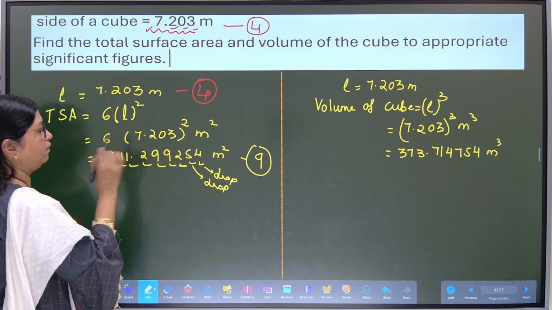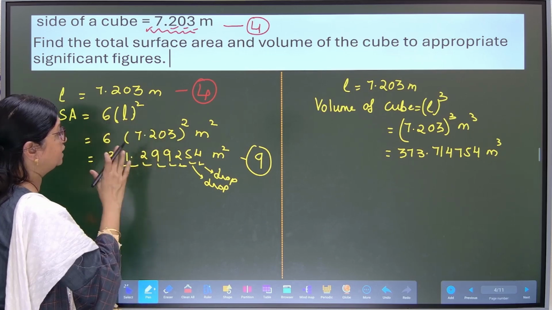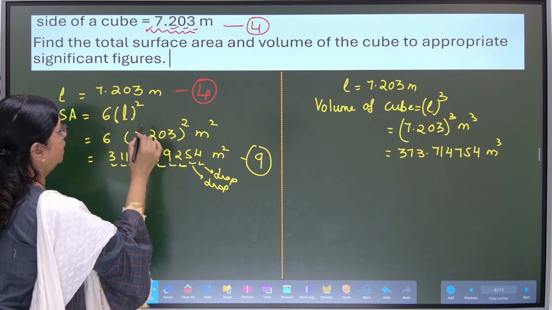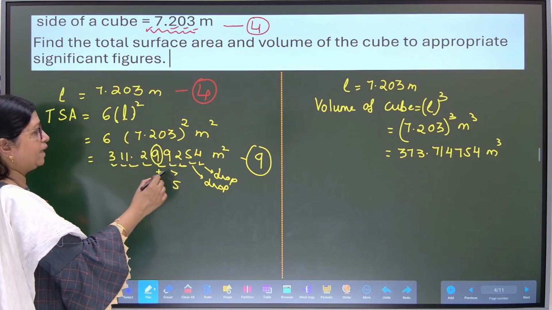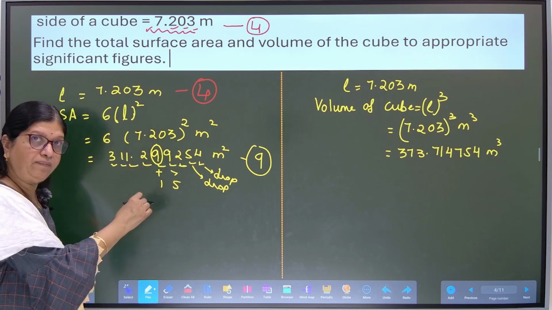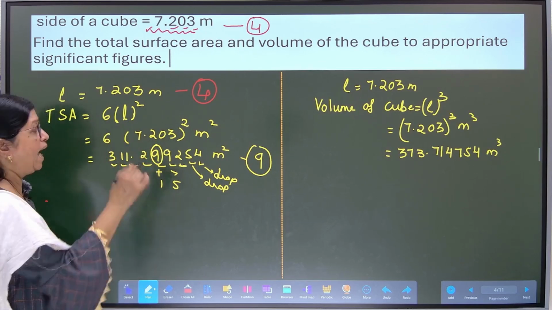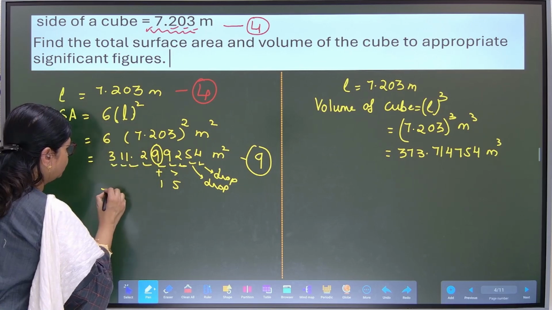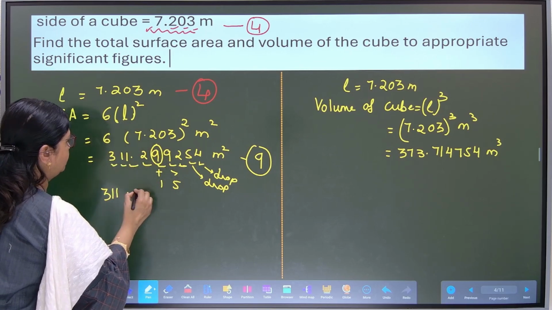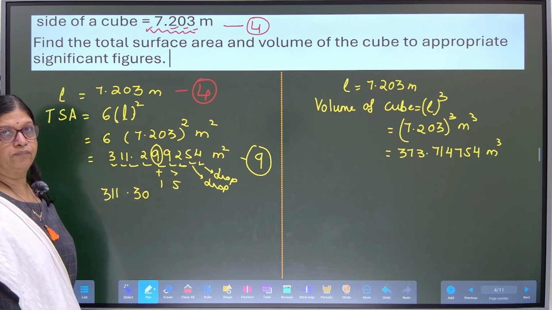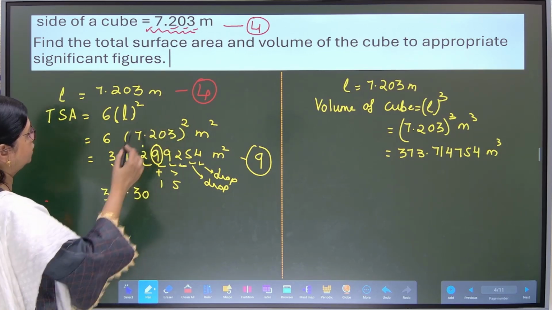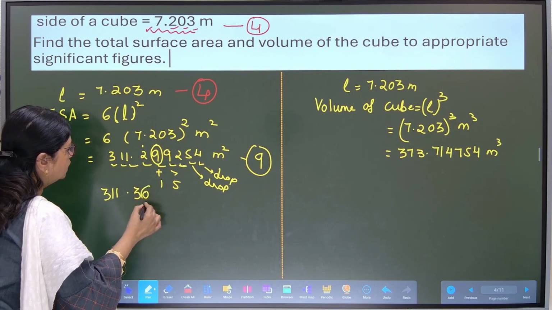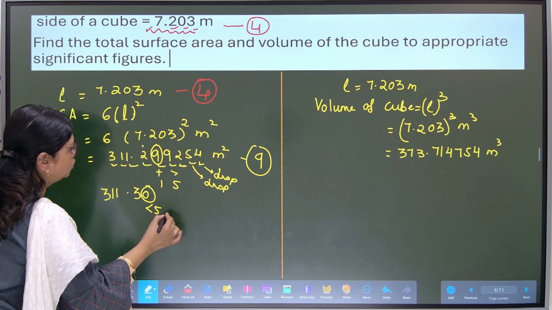Correct? Then I come to 9. Now I have to reach till 4 significant figures. Fine? So I have come till 9. So 9 is greater than 5. So I go to the previous digit, which is 9 again. I have to add 1 to this digit. I add 1 to 9. What do I get? 311.30. Fine. Now, do I have 4 significant figures? No, I still have 5 significant figures. So, what should I do? 0 is less than 5. So, I should drop it.